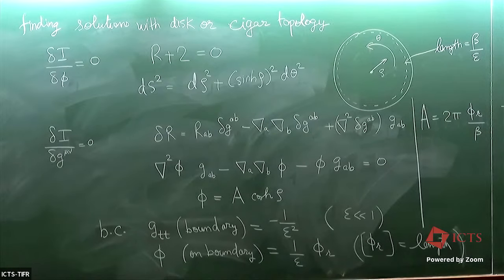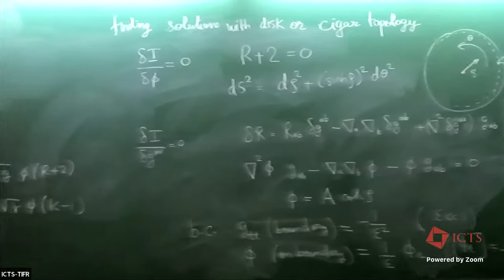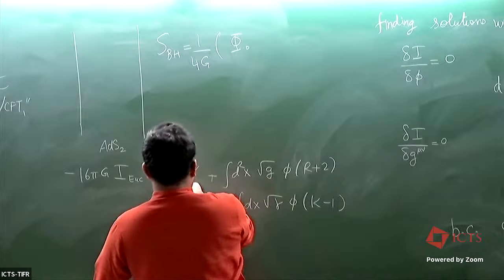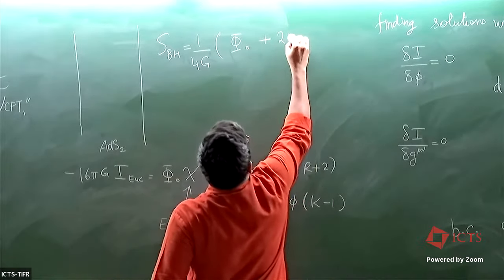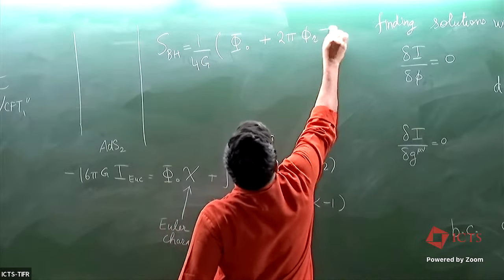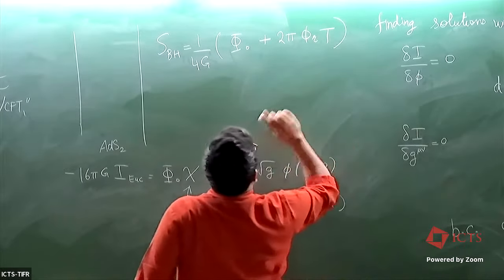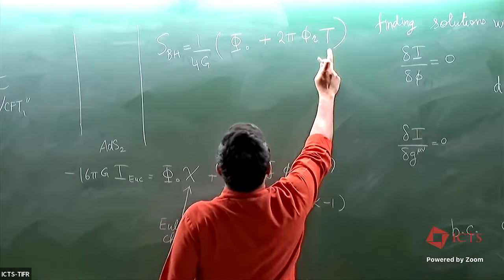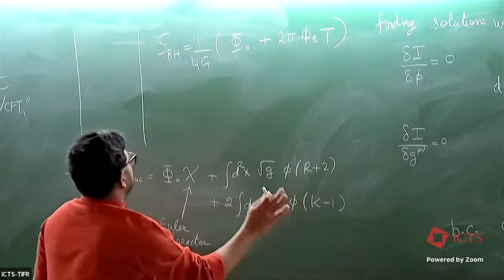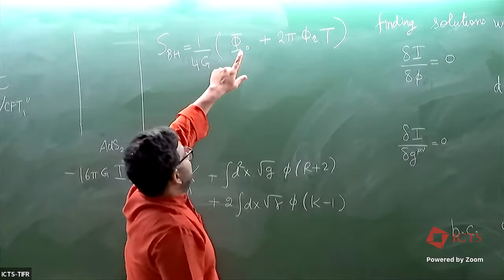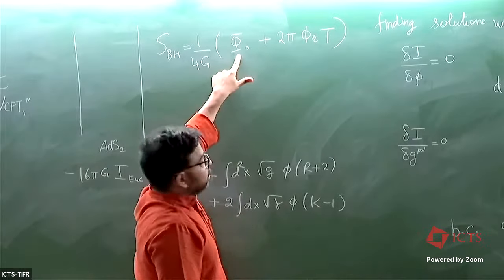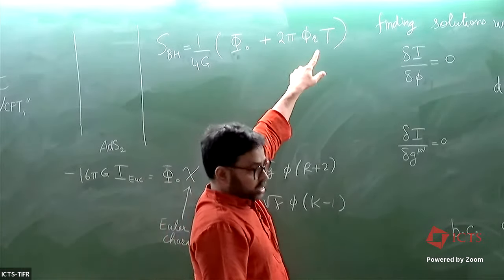Okay, so the entropy of the black hole is given by 1 over 4G times phi_0, that comes from here, plus 2 pi phi_r times the temperature. Phi_r had dimensions of length, so this is dimensionless. So the main punchline is that these black holes described by this theory have an entropy which is independent of temperature, and then the first deviation is linear in temperature.